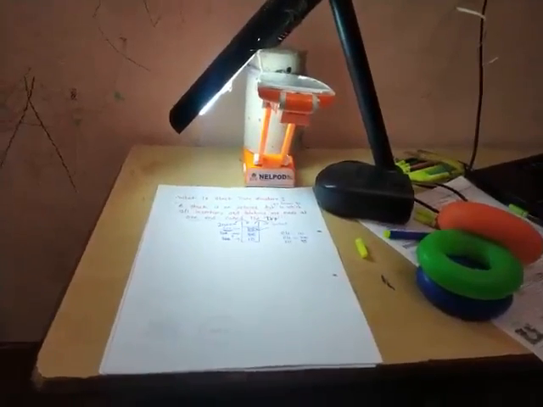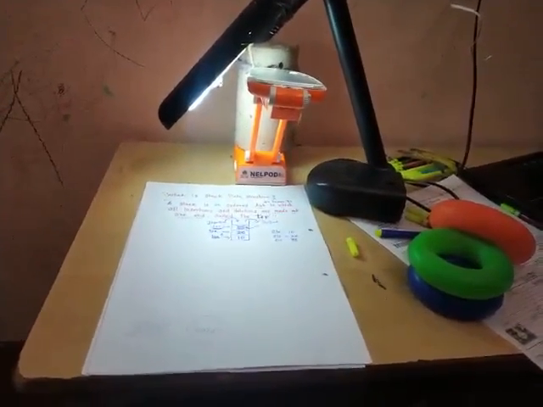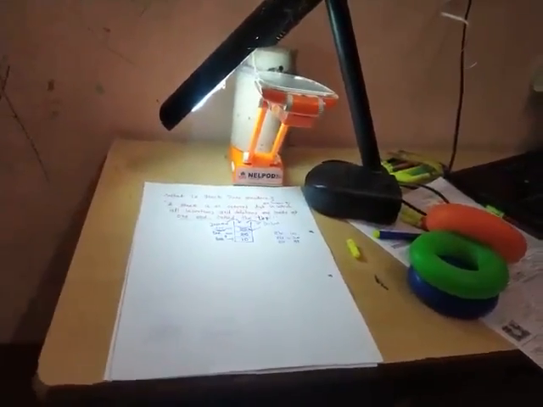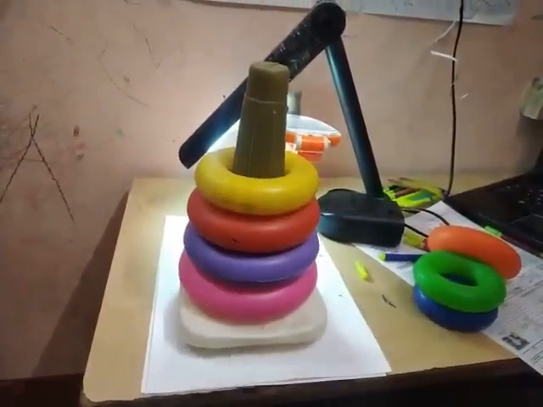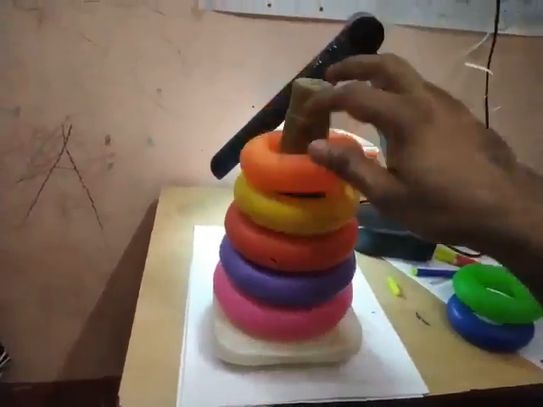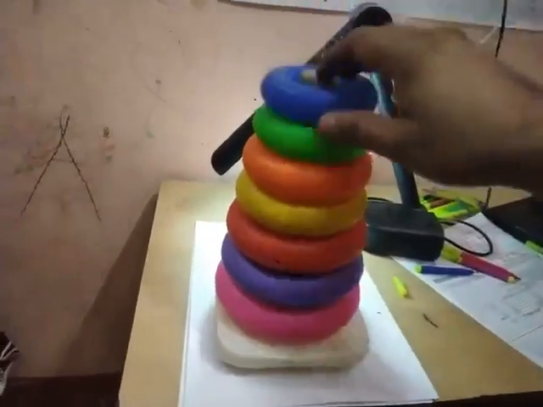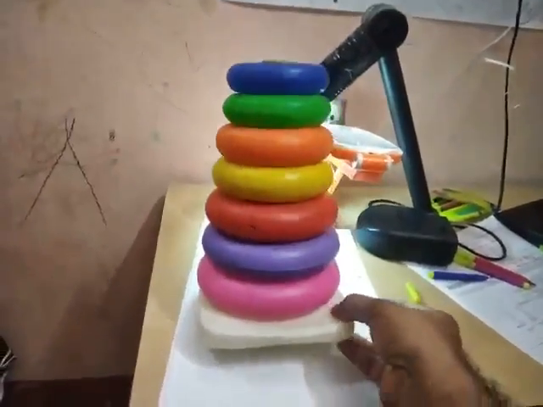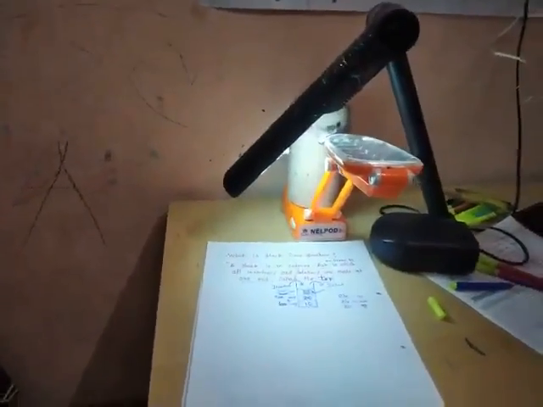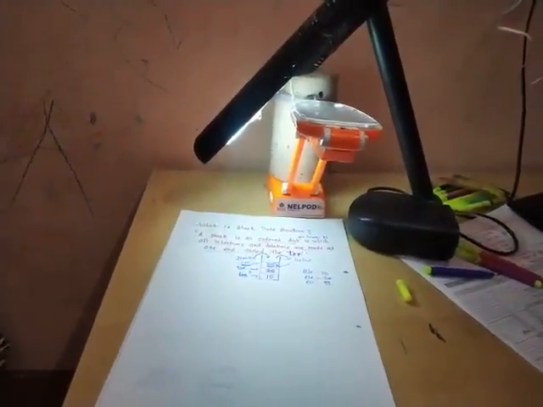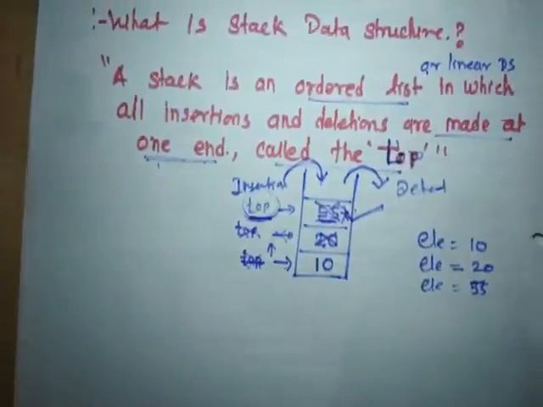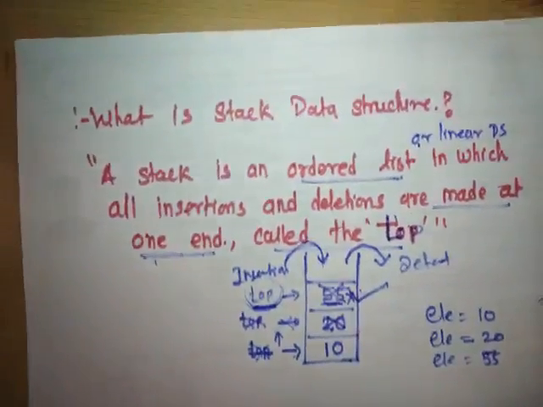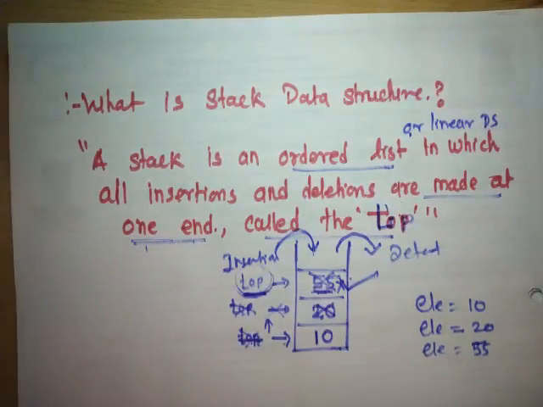I think these three examples are sufficient to understand what a stack data structure is. And in future we are going to see the problem of Tower of Hanoi. This is based on this concept. So we are going to play a game when we see the application of stack, that is Tower of Hanoi. Till now I hope you understand what a stack is. Stack is an ordered list in which insertion and deletion are made at only one end, that is called the top end.